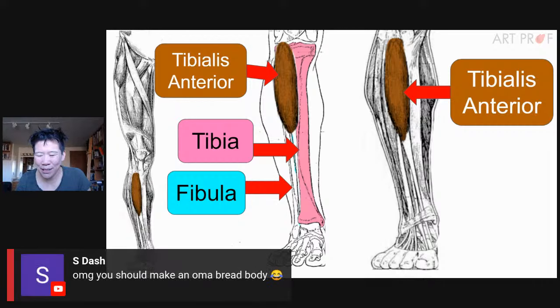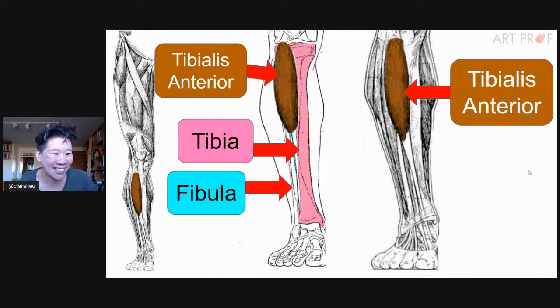And maybe we do need to make an Oma bread body. She totally would do it if I asked her to. She totally would. I would love to see a piece of bread that was shaped like a small intestine.